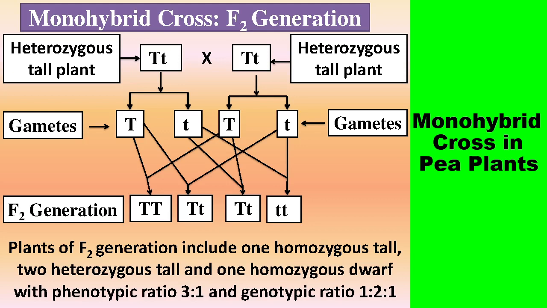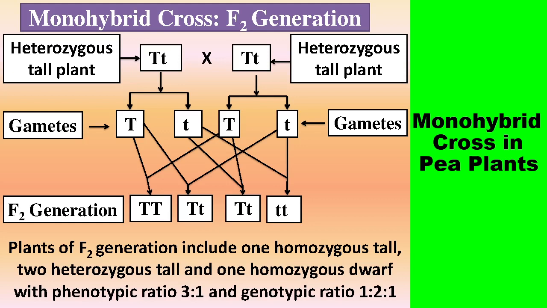Now, during the process of gametogenesis, that is the production of gametes, these two alleles are separated in the form of capital T and a small t. Here also in the form of capital T and a small t. After selfing, these two gametes get fertilized to produce this pair: capital T capital T, capital T small t, capital T small t, and small t small t.